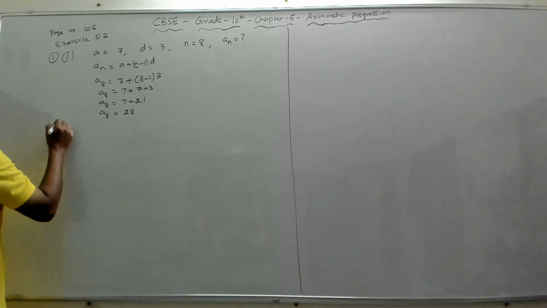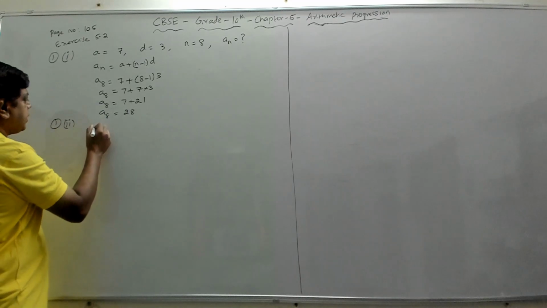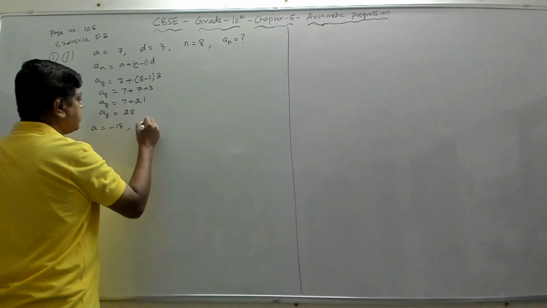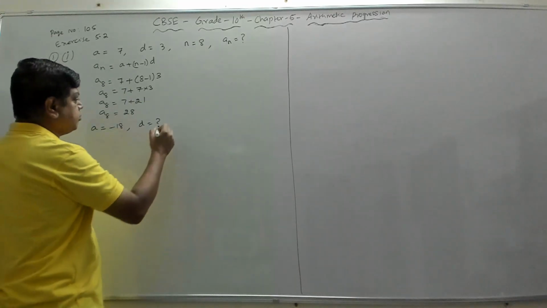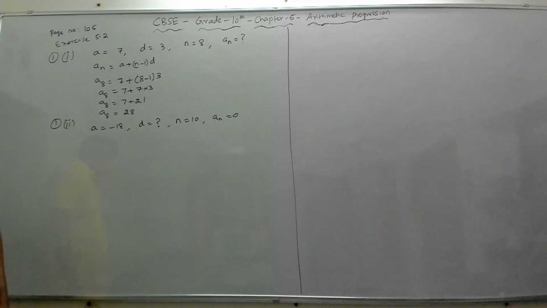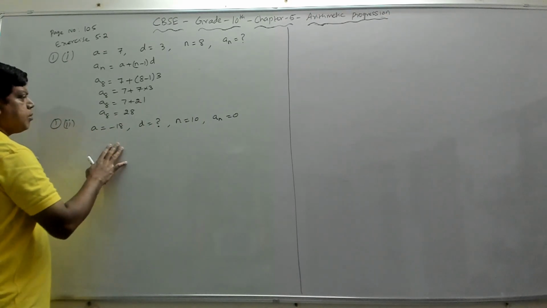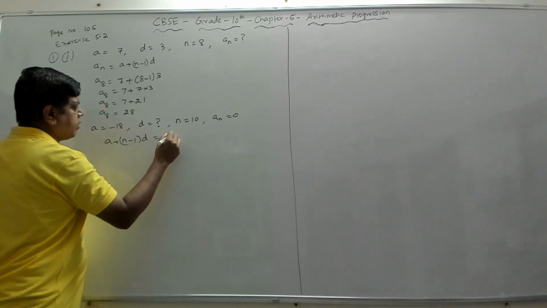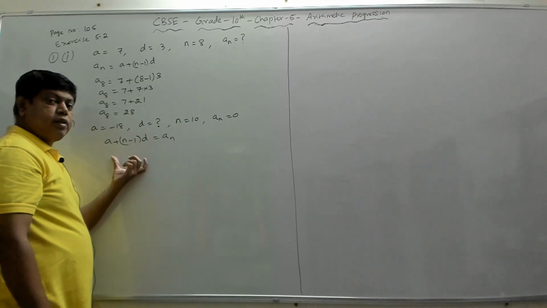So now the second one, in the first problem, second subdivision. There A is given as minus 18, D we have to find. So D is not given, D is question mark. And N is 10, and your AN is 0. Now again we'll use the same formula. What is our formula? A plus N minus 1 into D is AN. This is our formula for the nth term of an AP.